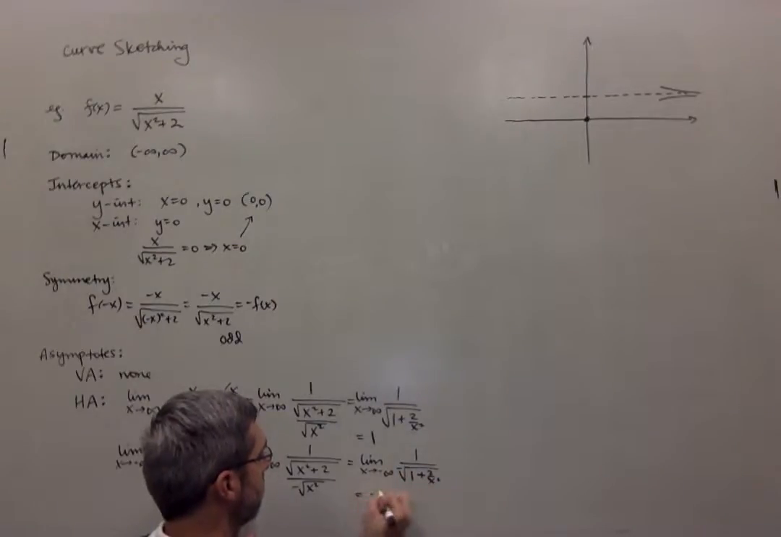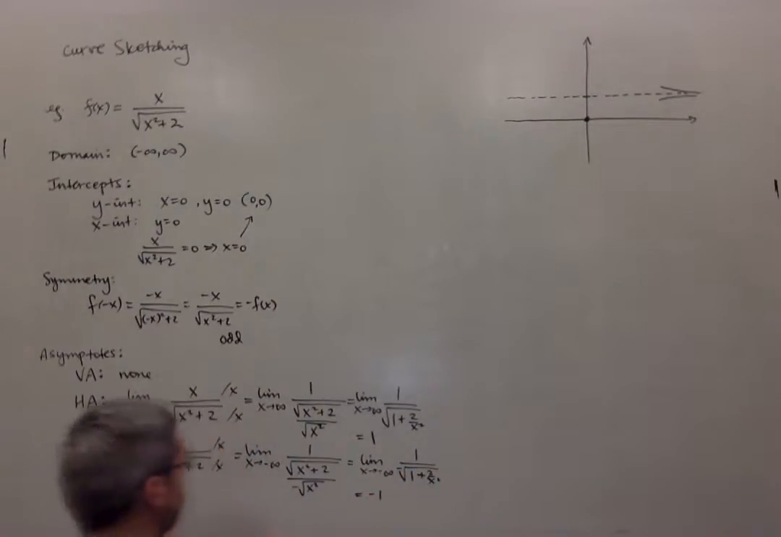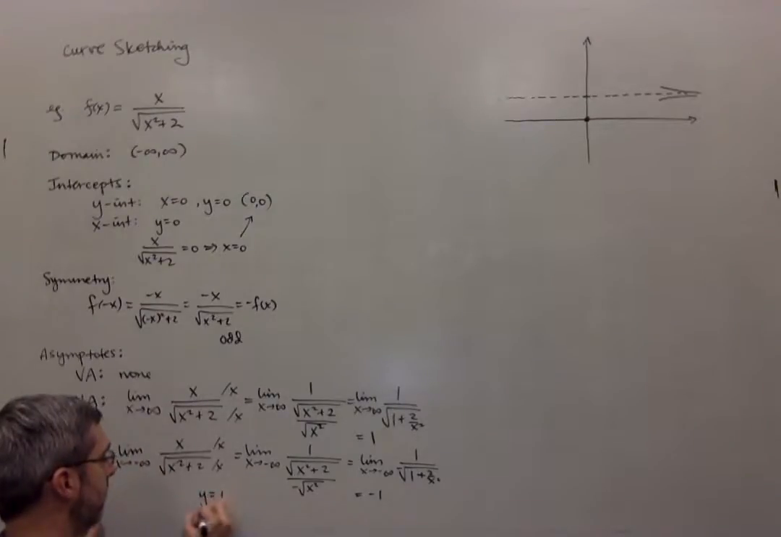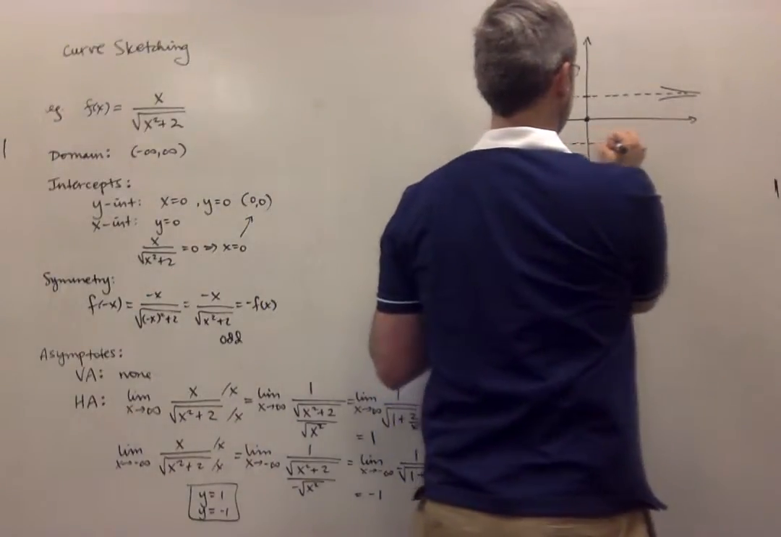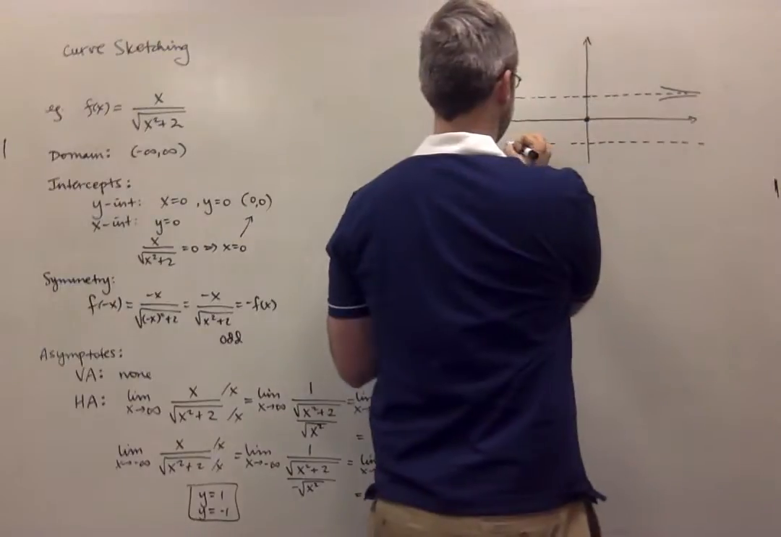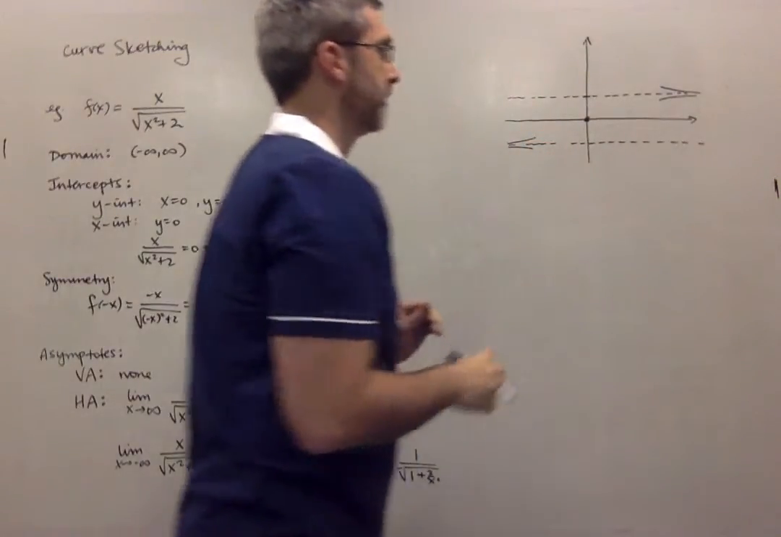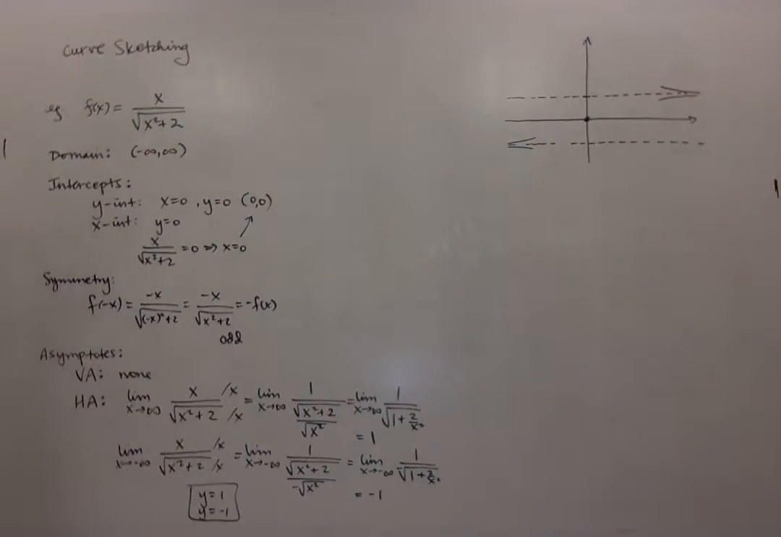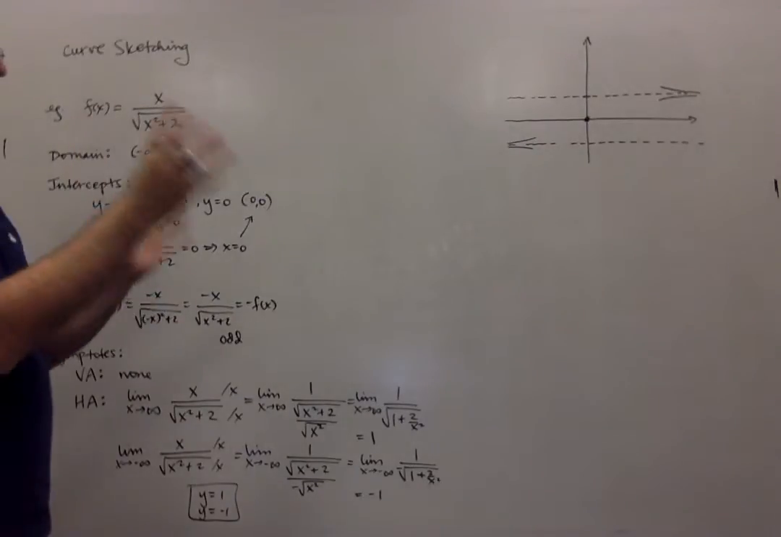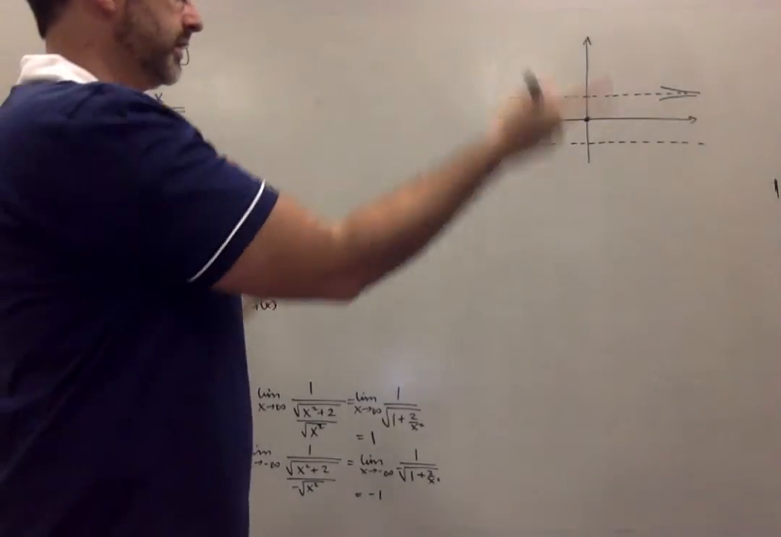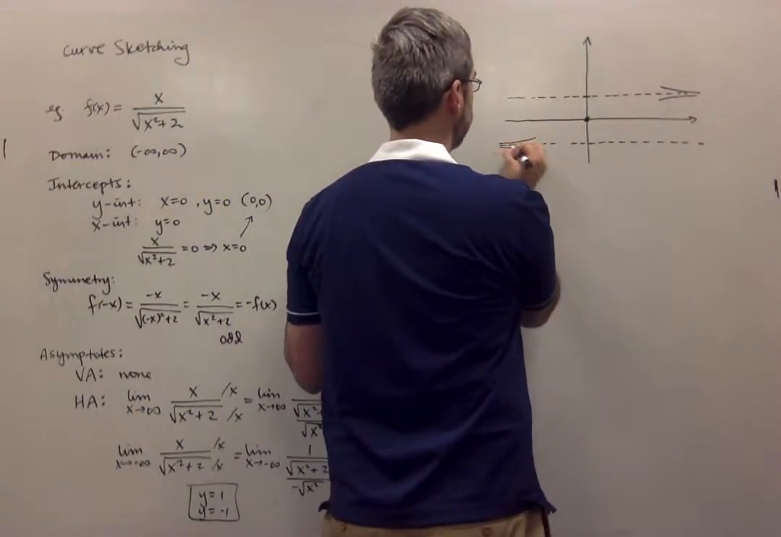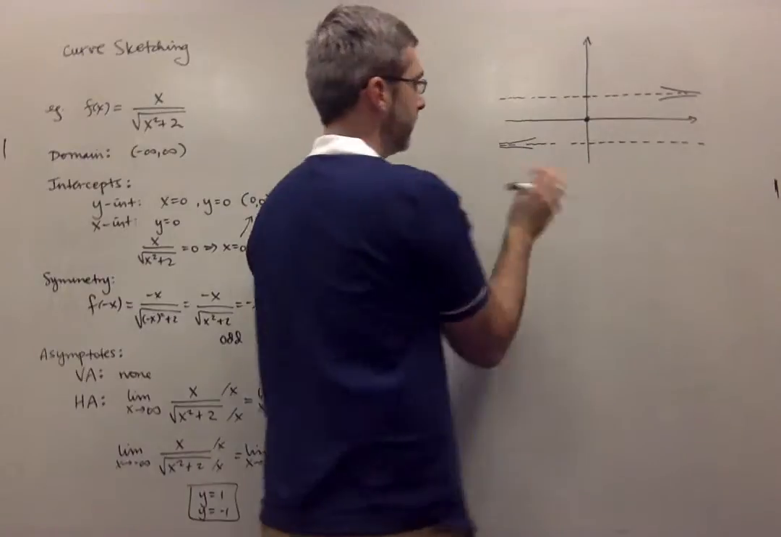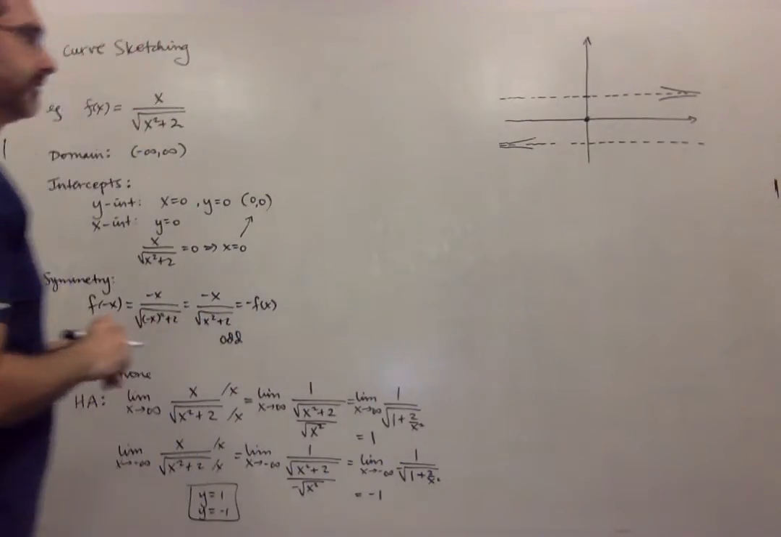And so when I take that limit, I end up getting negative 1. So we actually have y equals 1 and y equals negative 1 as horizontal asymptotes here. Again, I don't know if this approaches from the top or the bottom. But remember, we have odd symmetry, so what's happening on the right side, we should be able to turn around, and that's what's happening on the left side. So that also makes sense. What's happening here makes sense from a symmetry standpoint as well.